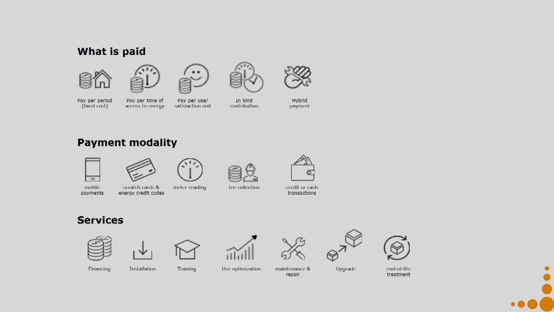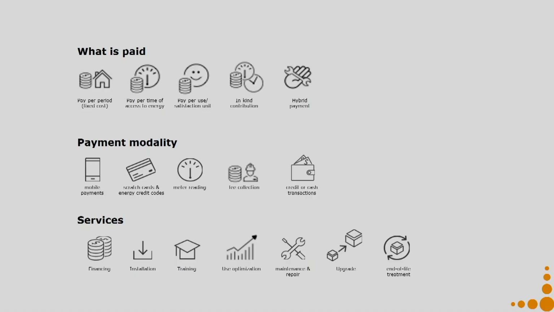Then we need to identify what is paid. So, there are different icons for doing that. Say for example, you have a very different way in which the payment is supposed to be done, and it does not fit into the modalities shown on this particular screen. You can create your own icon, but a large number of those modalities are already covered. The first one is pay per period, then pay per time of access to energy, pay per use or satisfaction unit, in kind contribution. Then there can also be hybrid payments, which can be a combination of a couple of these types.